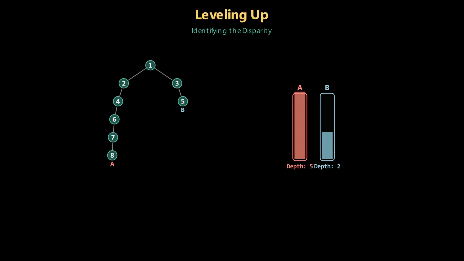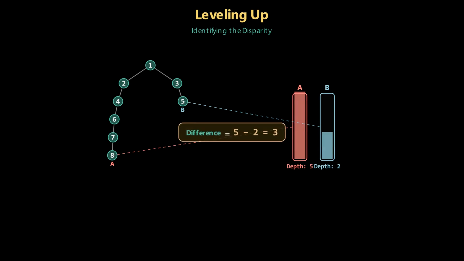Before we can search for a lowest common ancestor, our 2 nodes must stand on equal ground. If a query requests the LCA of two nodes at completely different levels, our first phase is to eliminate the depth disparity. By subtracting the shallower depth from the deeper depth, we calculate the exact vertical edge distance the lower node needs to climb.